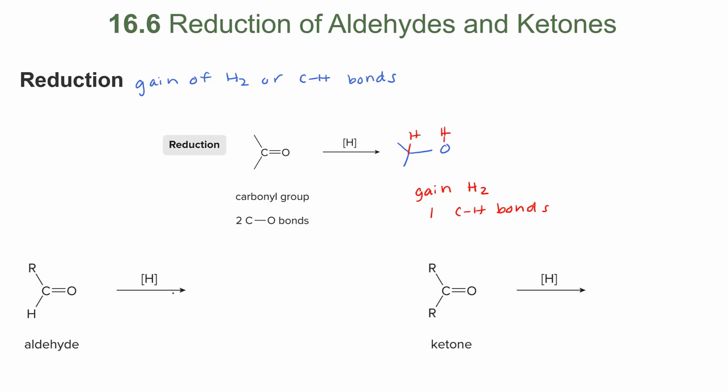So from an aldehyde, if we do a reduction, we're going to add H2 across the double bond. And this will result in a primary alcohol. If we use the ketone, the reaction is similar. We add H2. And this will be a secondary alcohol.